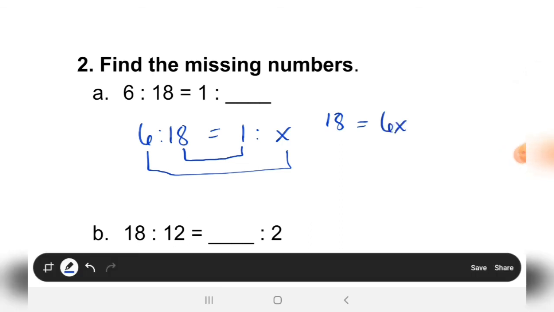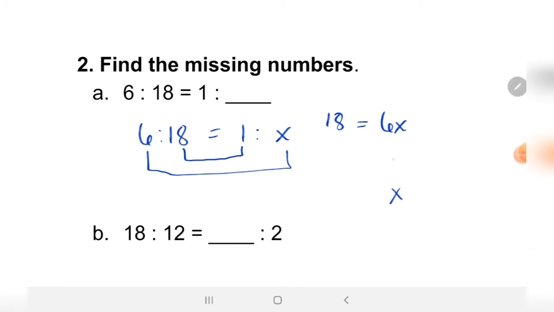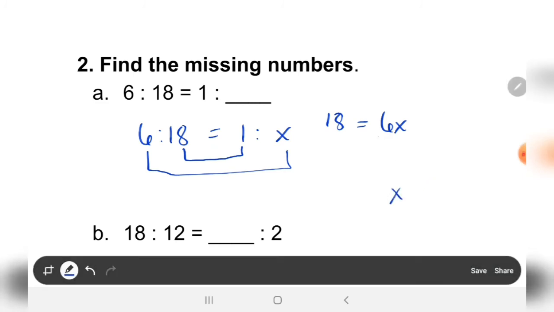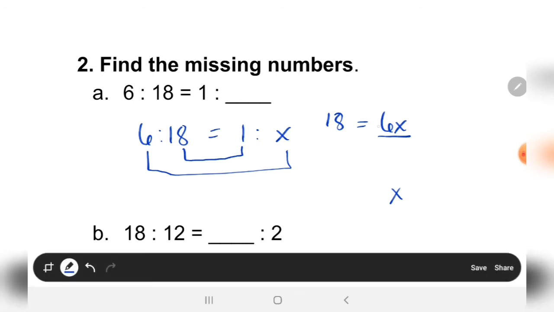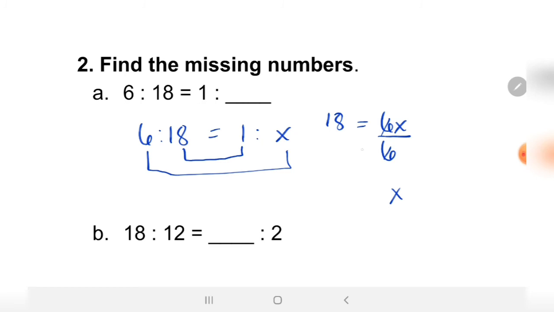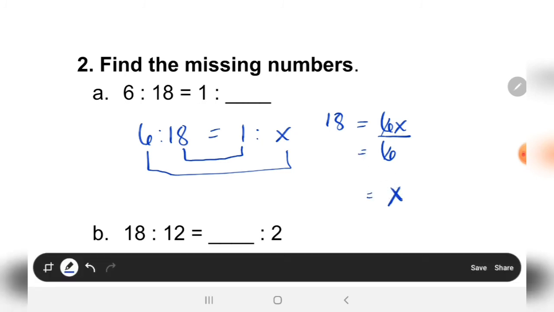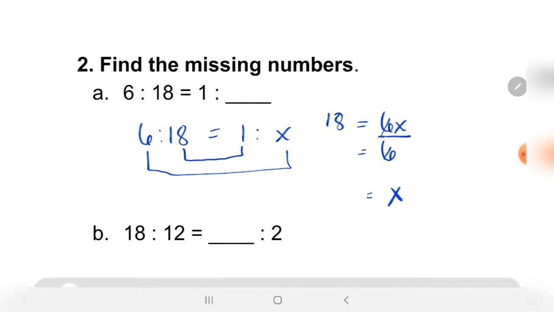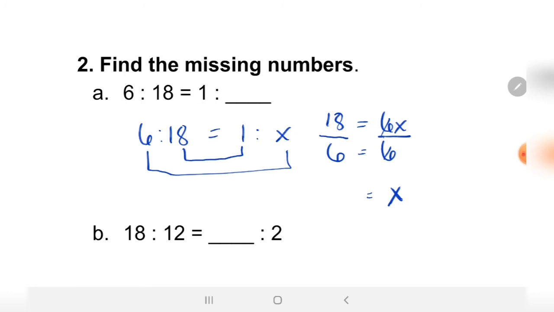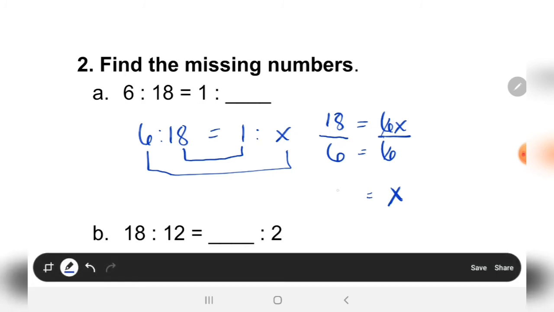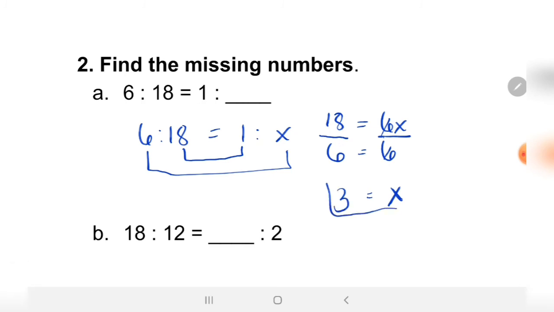Let's find the value of x by eliminating 6 in here. So we will divide it by 6 so that we can get only x. Okay, so if we divide it by 6 in here, we will divide it by 6 here. So 18 divided by 6, and that is 3. So our answer is 3.